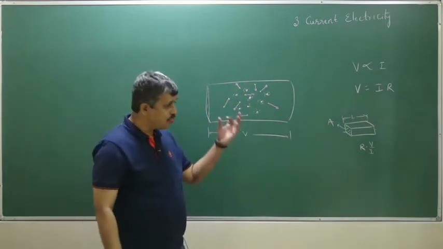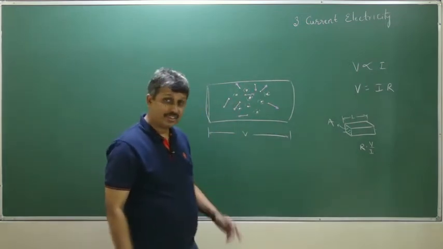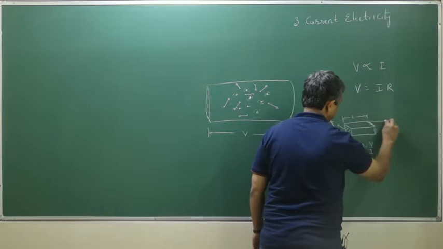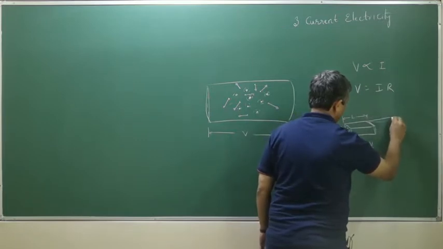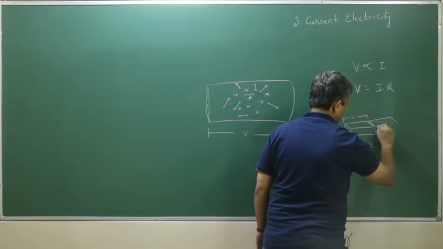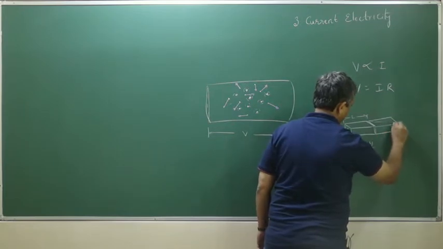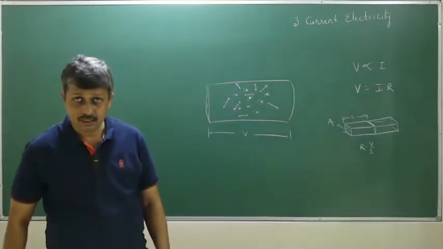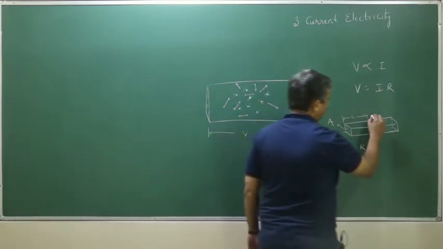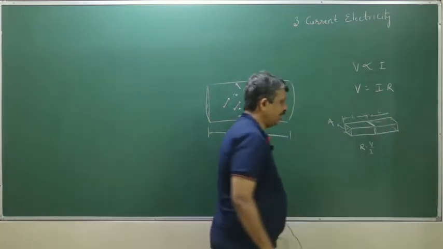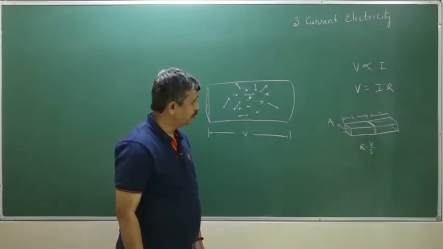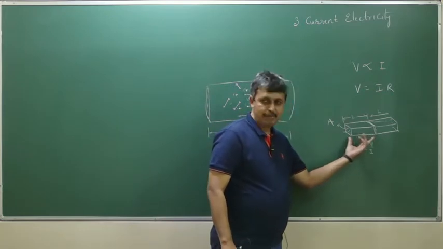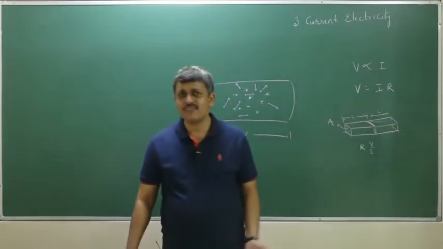Now I am going to put one more such block by the side of it, attached to this, like this, which has the same length L and the same cross section area. Now we can clearly say that the current flowing across this, there is voltage V, current is the same. Here also voltage V, current is the same. There is no difference, both are the same.